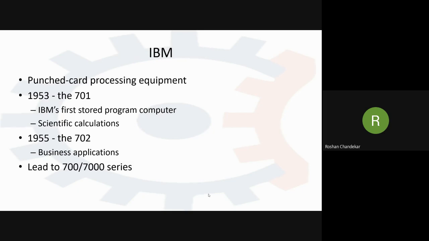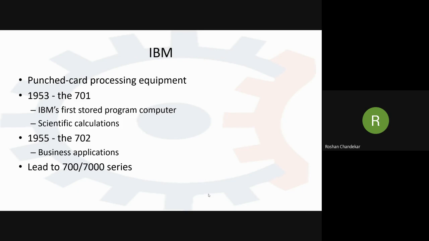Now the next one is IBM, the very famous computer. IBM used punch card processing equipment. Like I told you yesterday, in the era of the 1950s, programming was done through punch cards, and all the programming instructions and operations were performed on the punch card.